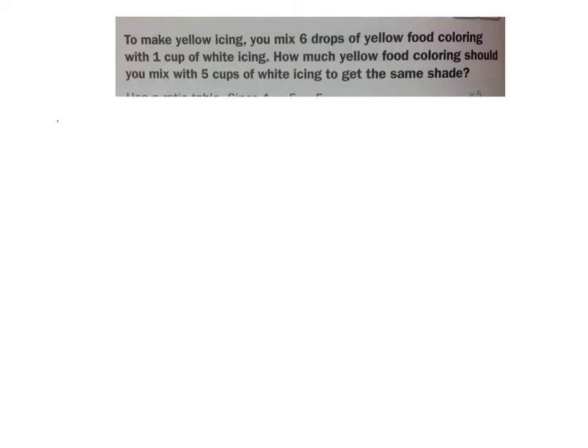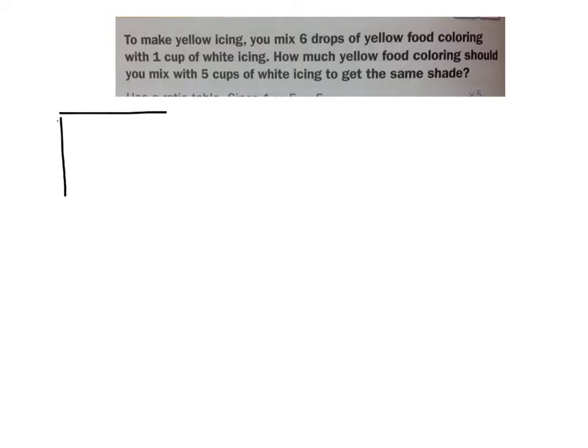The problem at the top reads, to make yellow icing, you mix 6 drops of yellow food coloring with 1 cup of white icing. How much yellow food coloring should you mix with 5 cups of white icing to get the same shade? So in other words, I want to make cupcakes that have all the same shade icing. How much am I going to need in order to keep the color the same?